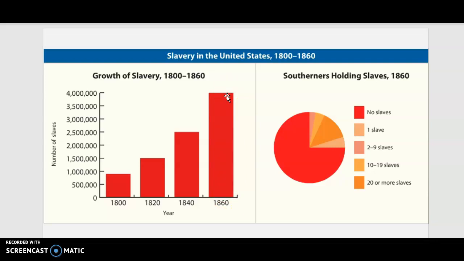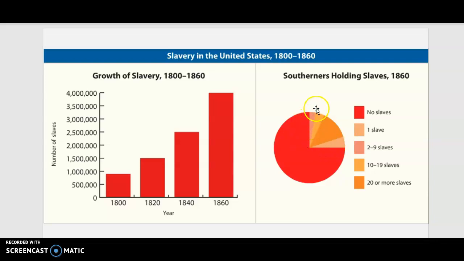Now, sometimes we tend to think that everyone in the South owned slaves and that was the norm. But this pie chart on the right shows us that that wasn't the case. You can see here in the dark red, the amount of Southerners that had no slaves at all. And then here, one slave, right? The amount of people in the South owning one slave as of 1860.